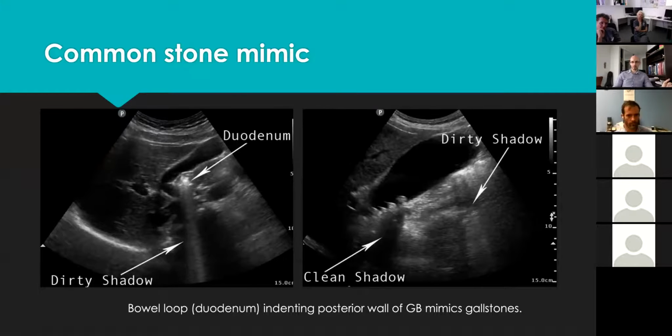That's another question that comes quite often in the exam, to mention the pitfalls of, say, gallstones, and that's one of them, and how to differentiate it and how to recognize that it's not a stone.